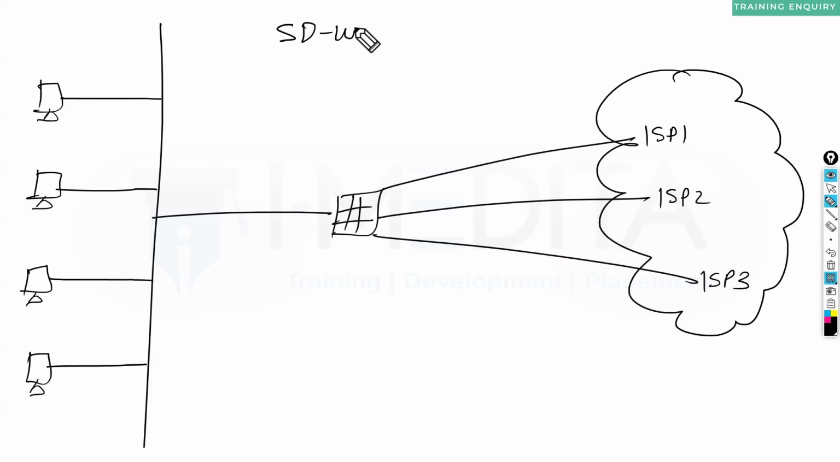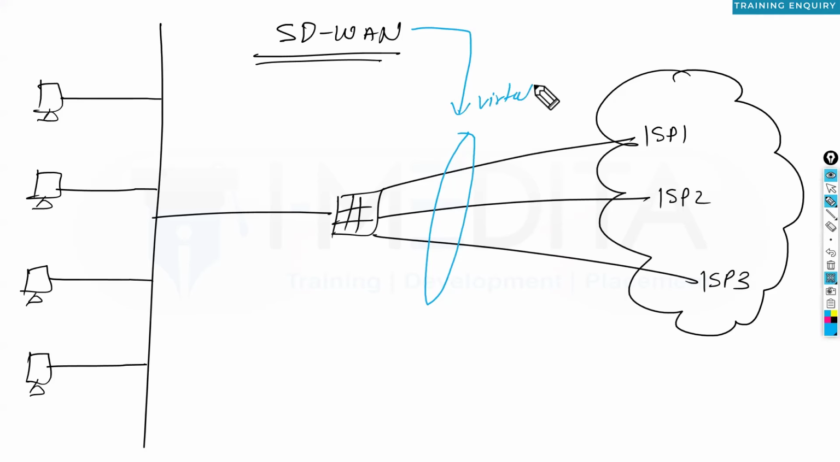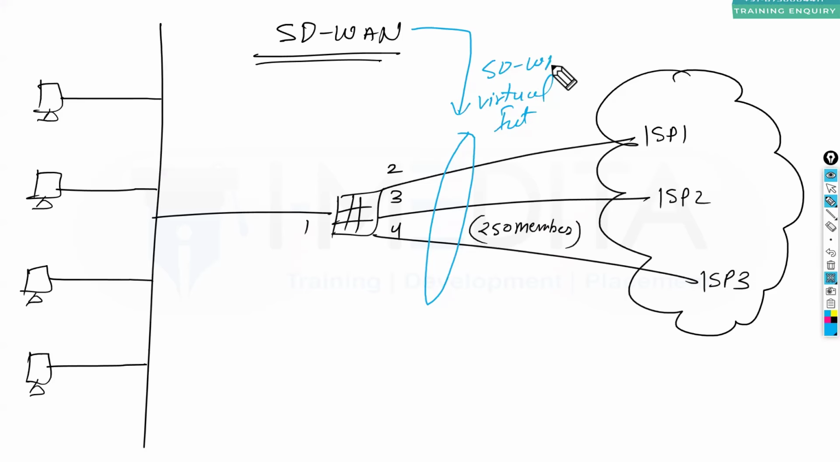Now, what is SD-WAN? FortiGate says that SD-WAN is a virtual interface in which we group multiple member interfaces. So SD-WAN is a virtual interface, and in that virtual interface we can group multiple physical interfaces, up to 250 member interfaces in a single SD-WAN virtual interface. Then what is the advantage of grouping multiple member interfaces in a single virtual interface?